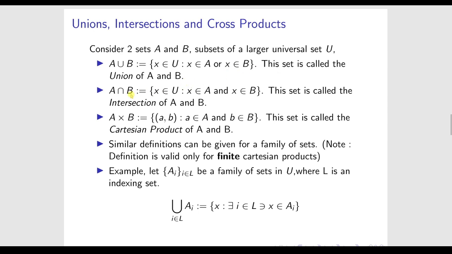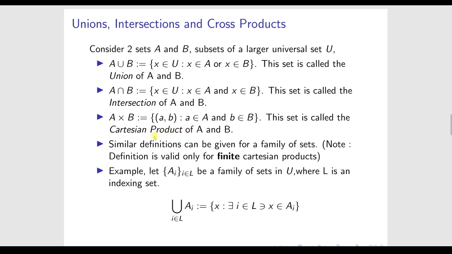By this we mean the intersection of A and B, which is defined as x belongs to U such that x belongs to A and x belongs to B. A cross B, or the Cartesian product of A and B, is the set of ordered pairs (a, b) such that a belongs to A and b belongs to B.